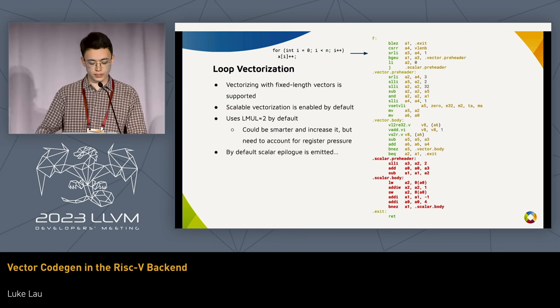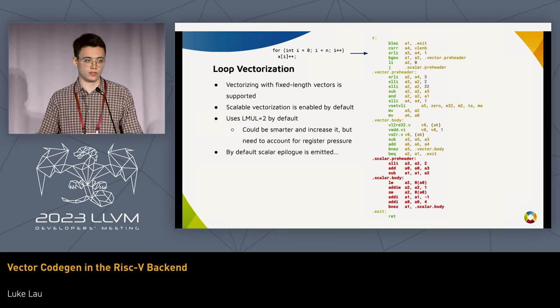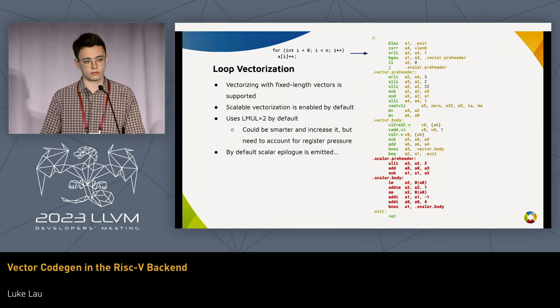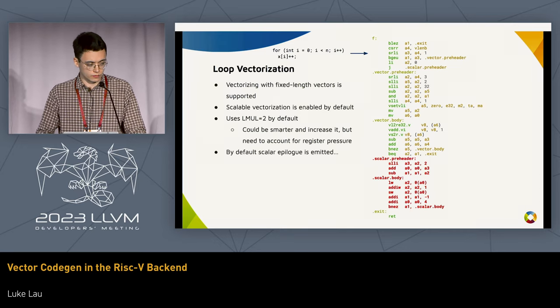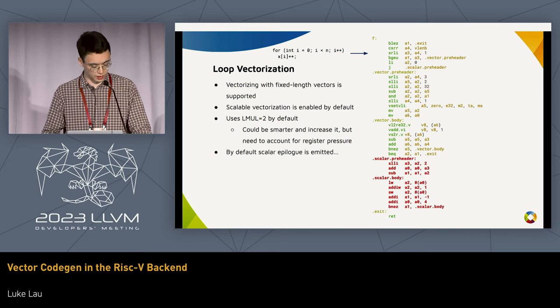And we need the scalar epilogue because we'll need it to mop up any remainder elements in an iteration that aren't evenly divisible by the vector length. So for example, if the vector length is some multiple of 4 and we have like 6 elements to process, we'll need this scalar loop at the end to process the remaining 2 iterations. And you can see that it's quite a big chunk of the vectorized loop. So it might be desirable to get rid of it.